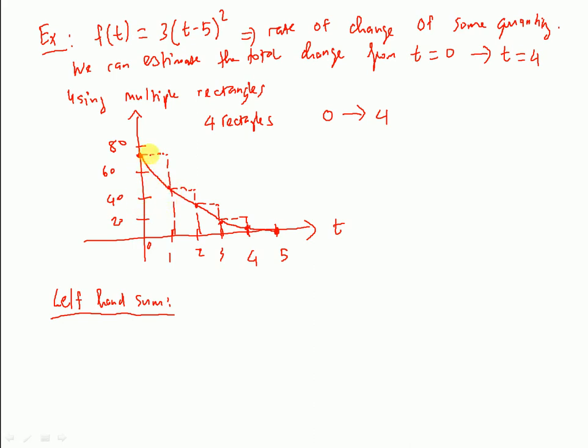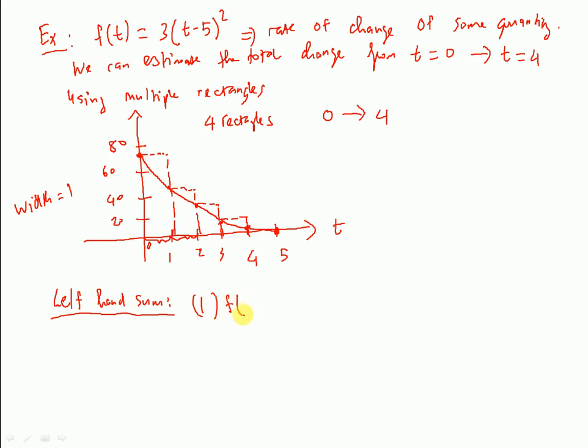Okay, so let's estimate the area here. The area is the height times the width, right? So let's do that. The width is always 1 unit, right? 1 to 2 is 1, 0 to 1 is 1, so it's always 1. The height is the value of the y-axis. So the first rectangle here, the width is 1, multiplied by the height here, which is 75.